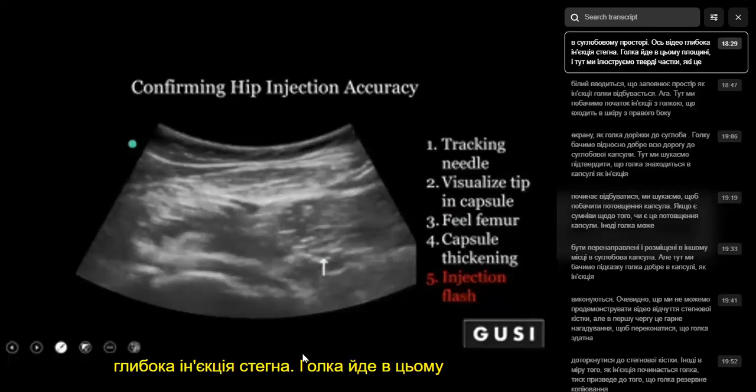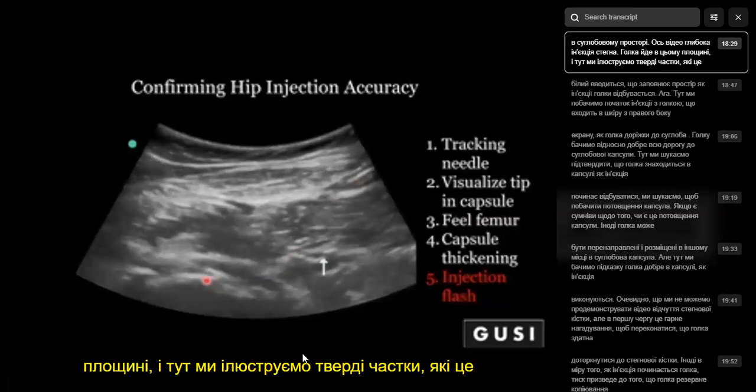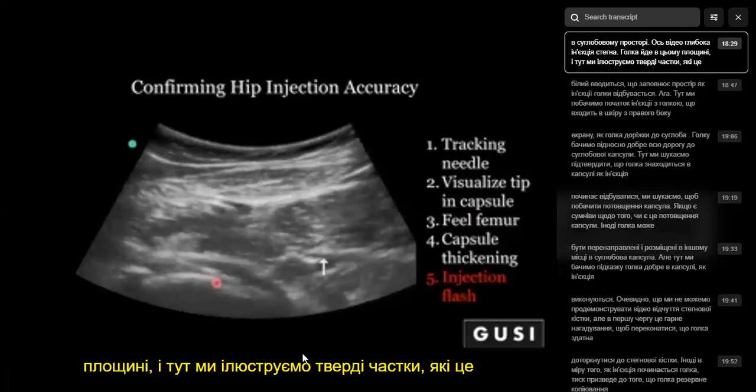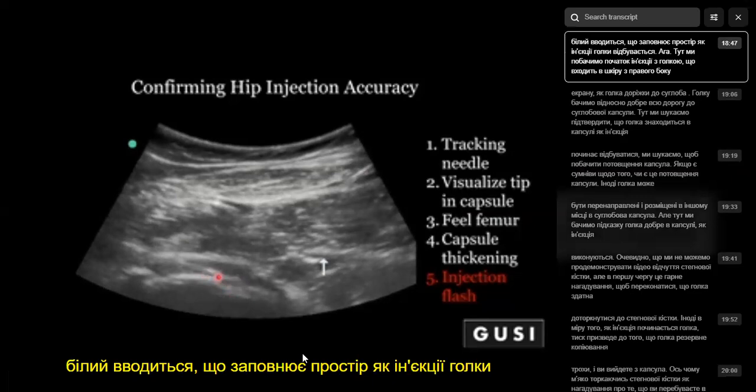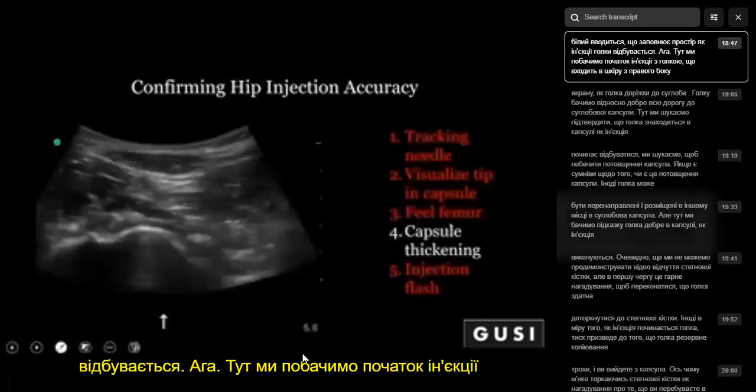Here's a video of a deep hip injection. The needle is coming in this plane, and here we're illustrating the particulate, which is this white injectant that fills the space as the needle injection occurs.